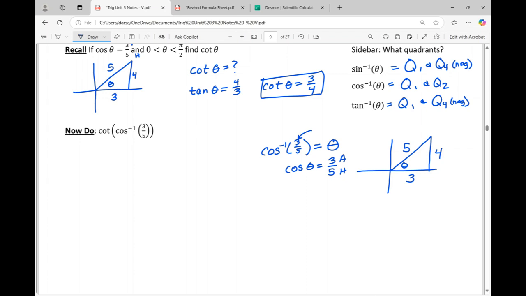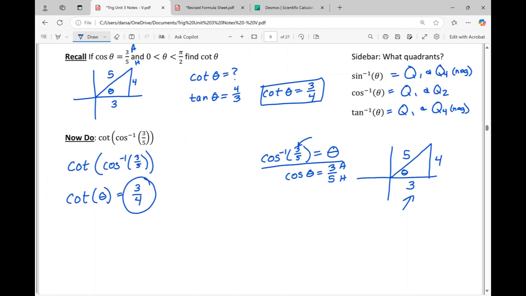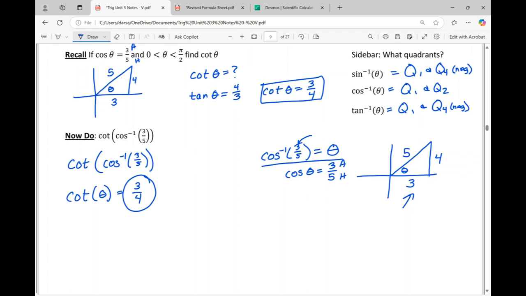What was the original question asking us to do? It's asking us to find the cotangent of the cosine inverse of this 3/5. Well, didn't we just say that cosine inverse is equal to this angle theta? So doesn't that mean that we really want to find the cotangent of this angle theta on the triangle that we just drew? Well, tangent is opposite over adjacent, so cotangent must be adjacent over opposite, or 3/4. And isn't that exactly the problem that we just did before? It is. So we've seen these problems before.